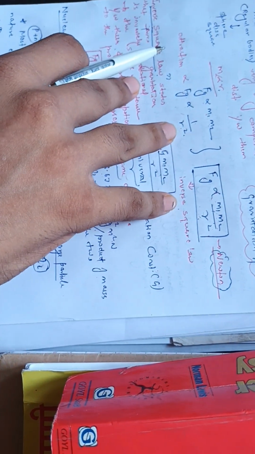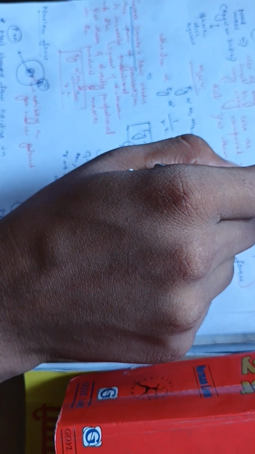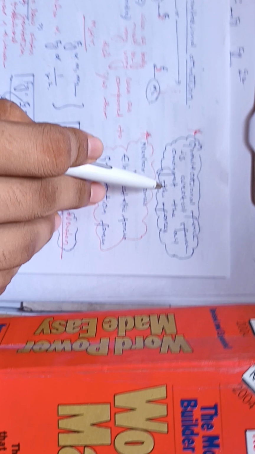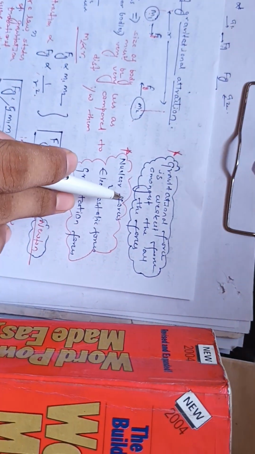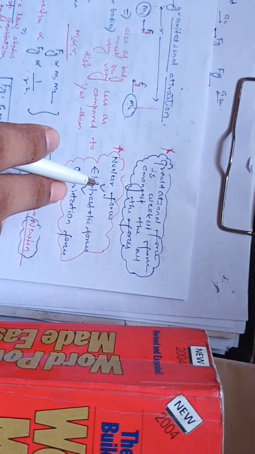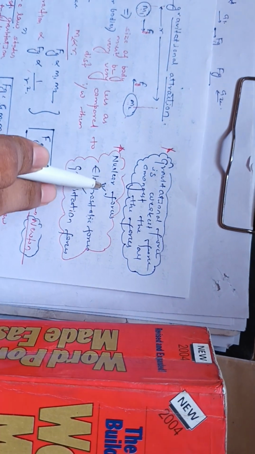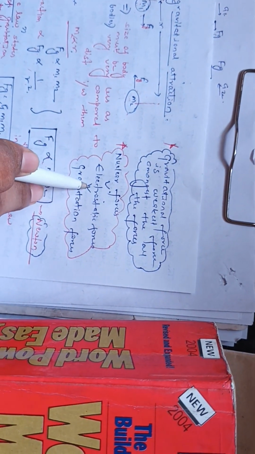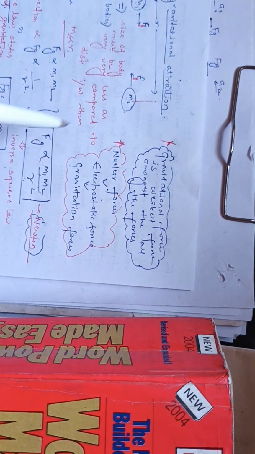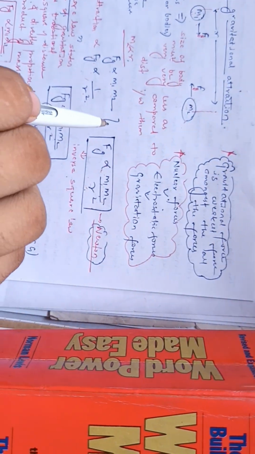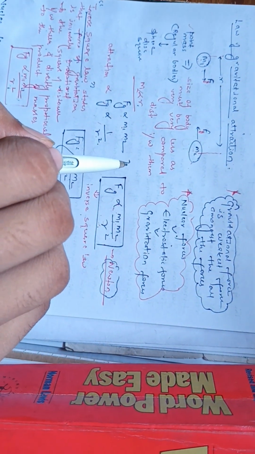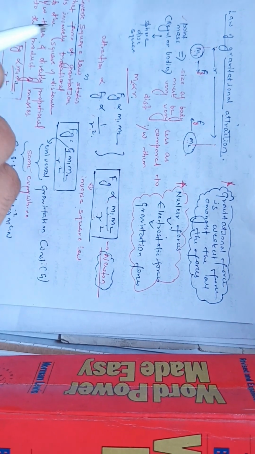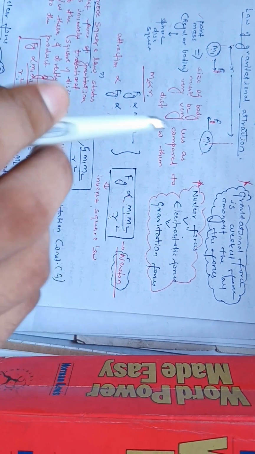Now moving on to the next concept, gravitational force. Gravitational force is the weakest force among all forces. In nature, the strongest force that exists is nuclear force, and then electrostatic force, and then gravitational force. So very less is the gravitational force that exists in nature. It is the weakest force.